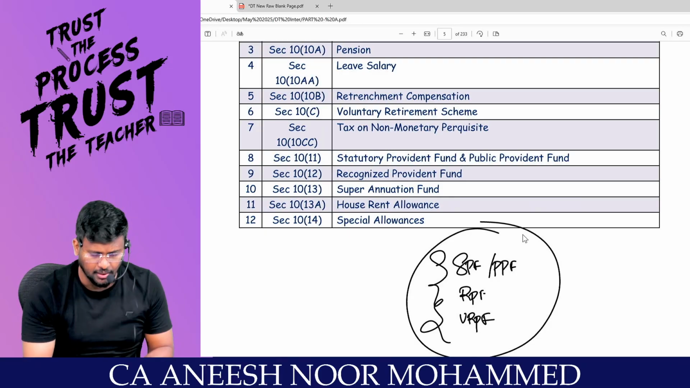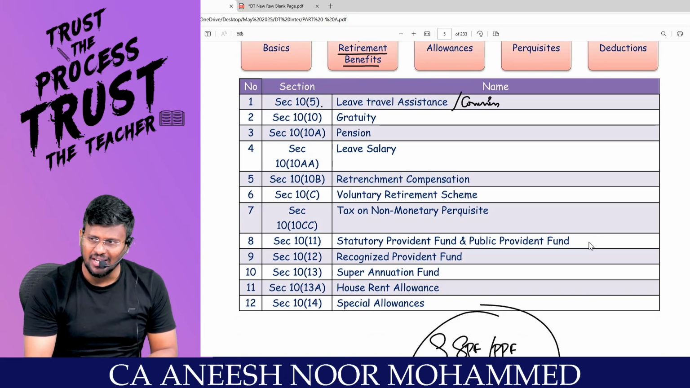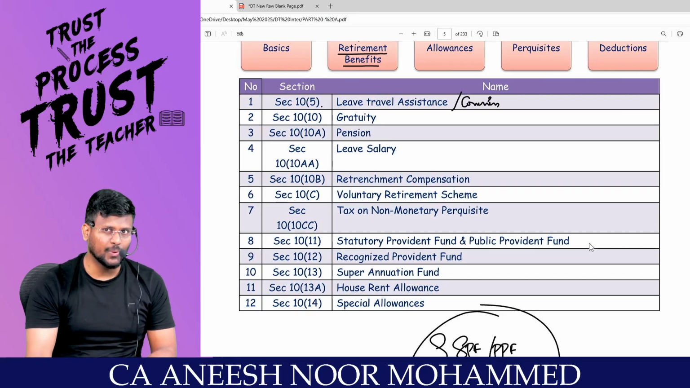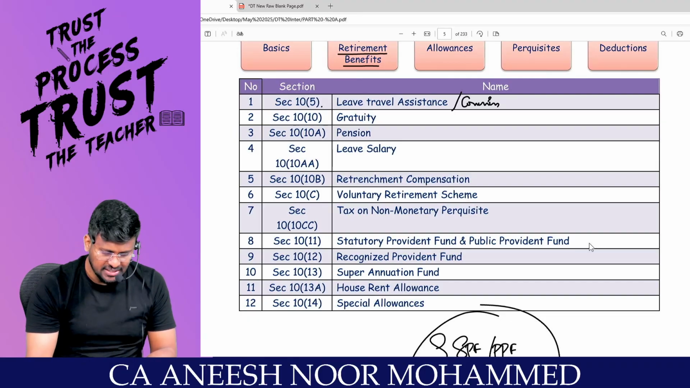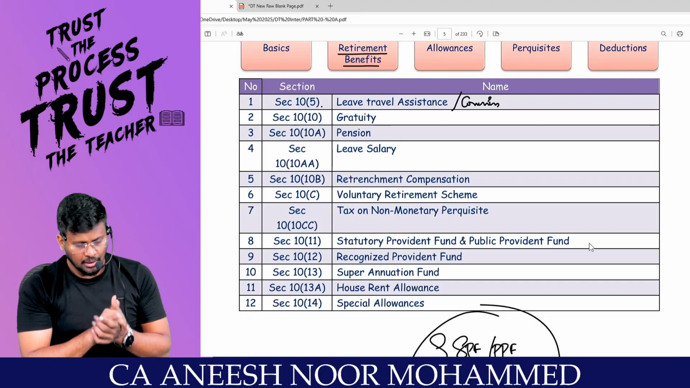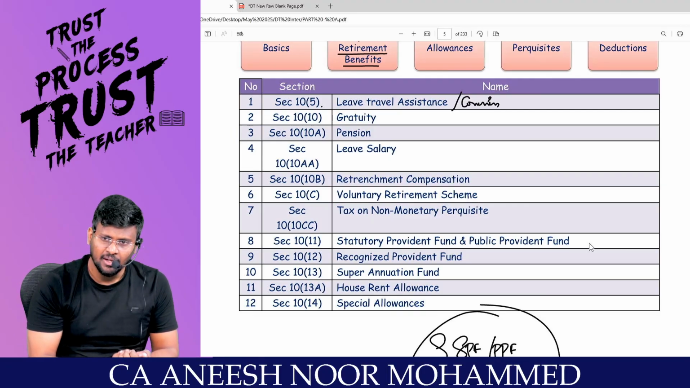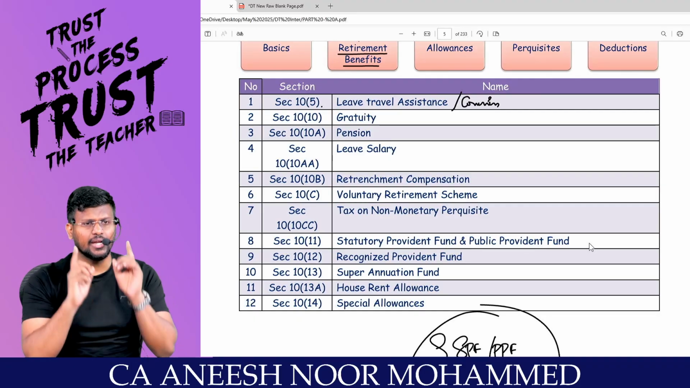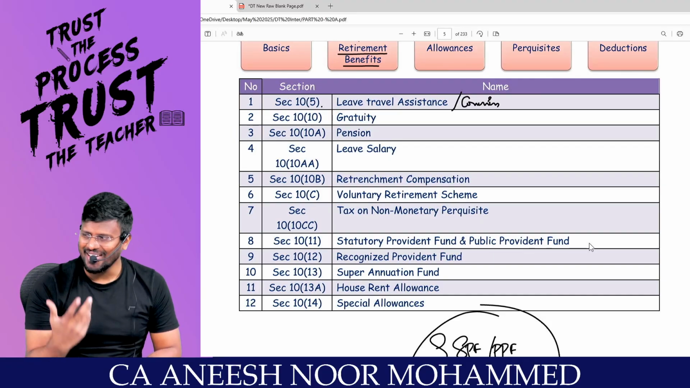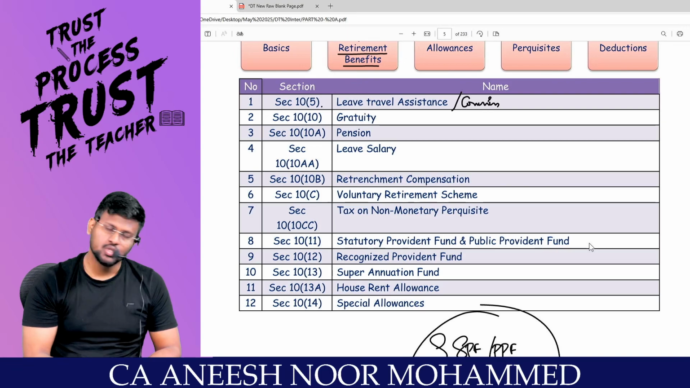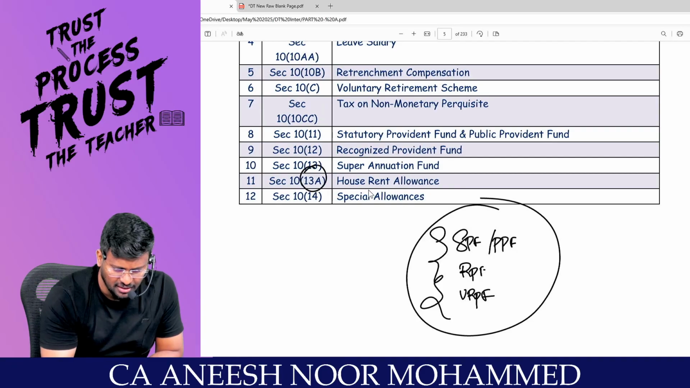So repeat once again. What is 10.5? Leave travel concession or leave travel assistance. What is section 10.10? Gratuity. What is section 10.10A? The pension. 10.10AA. Leave salary. What is section 10.10B? Retrenchment compensation. 10.10C. VRS. 10.10CC. Tax on non-monetary perquisite. What is section 10.11? Statutory provident fund or public provident fund. What is section 10.12? Recognized provident fund. What is section 10.13? Superannuation fund.